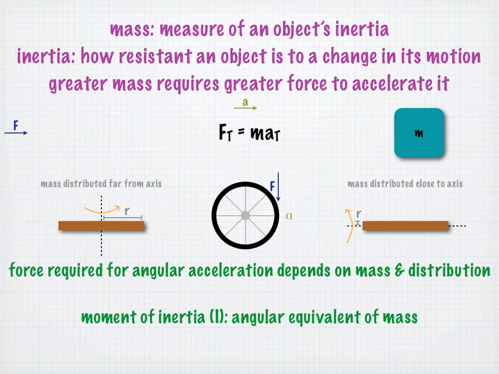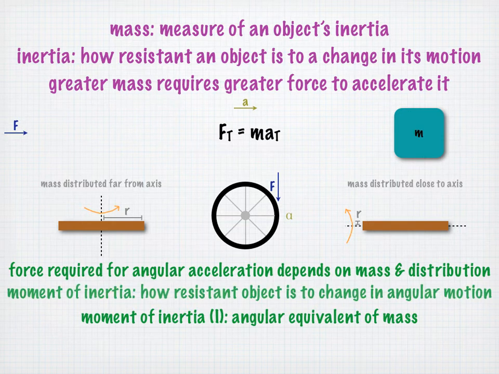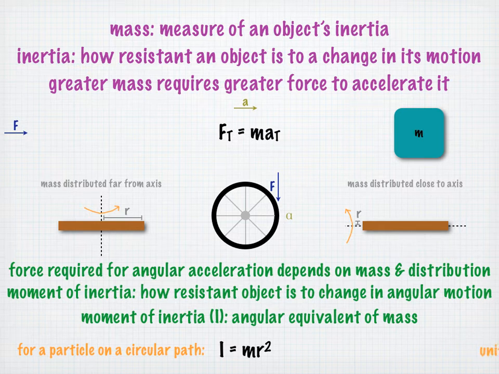So the moment of inertia tells us how resistant an object is to a change in its angular motion. I equals m times r squared for a particle of mass m at a distance r from the rotation axis. So the moment of inertia depends on both the mass and how the mass is distributed around the rotation axis. Moment of inertia is in units of mass times units of distance squared, kilograms times meters squared.